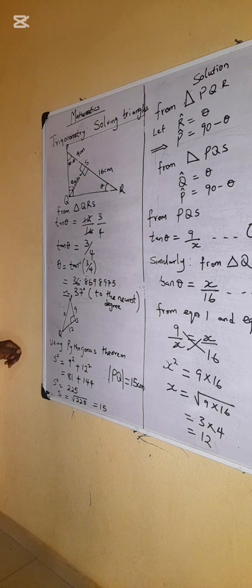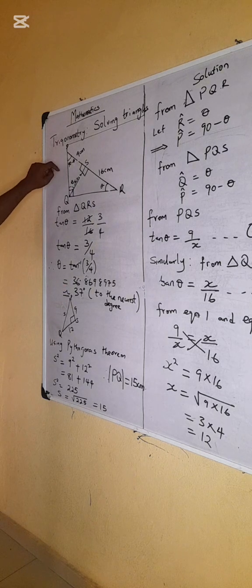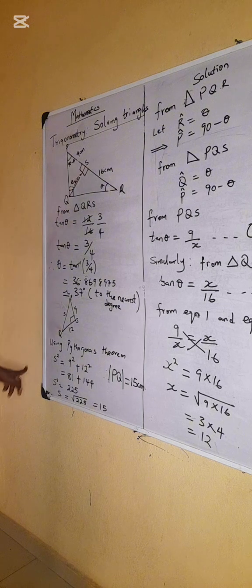Now the last question says you should find PQ. If you observe, PQ is the hypotenuse of the right angle triangle PQS. So we used Pythagoras rule to get the hypotenuse. So what do you think? Which theorems did we use?